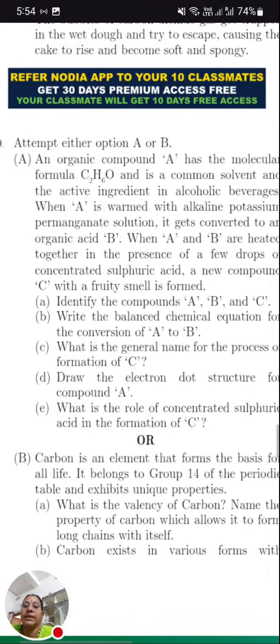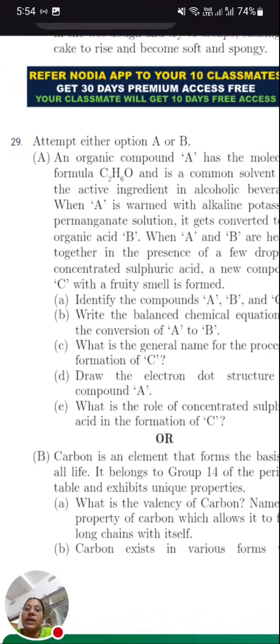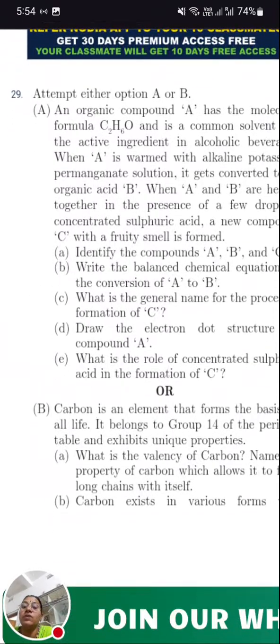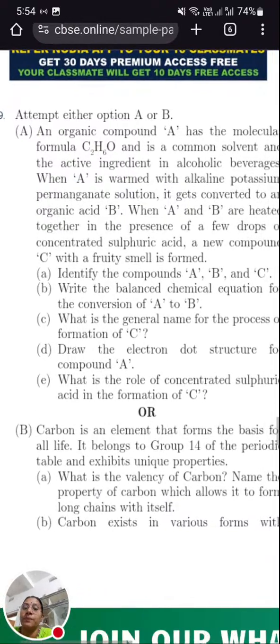Question number 29. Here we got two internal choices again in chemistry. In biology also, two internal choices were there, one in the 11th question and one in the 16th question. In the same way, here also, in the 29th question, one internal choice is there. In the 28th question, one internal choice was there.